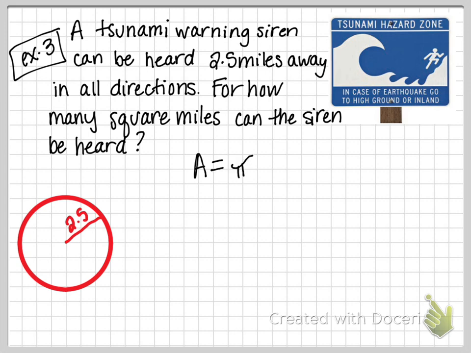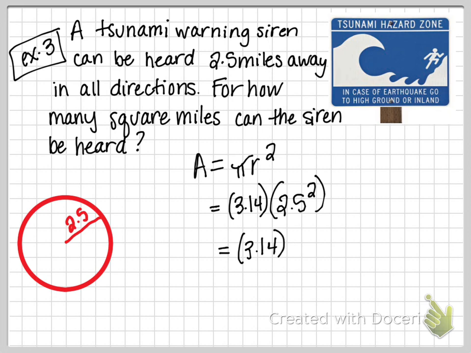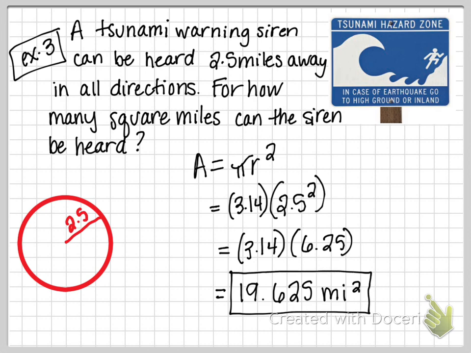Area equals pi times the radius squared. Let's plug in what we know. Pi is 3.14. Our radius is 2.5, and we'll have to square that. So bring down our 3.14 because it's not time to use it yet. 2.5 squared is 6.25. And then we multiply that by 3.14. So the total in terms of square miles is 19.625 square miles is how much area that's covered by that siren.